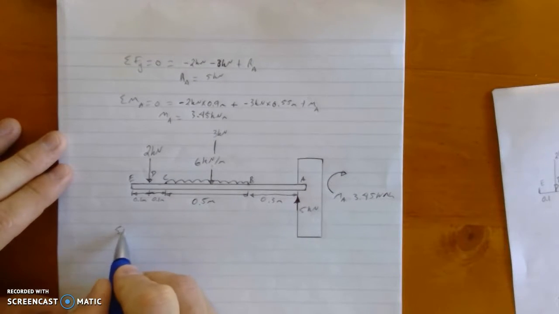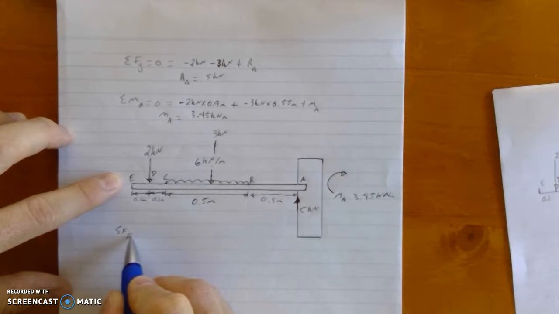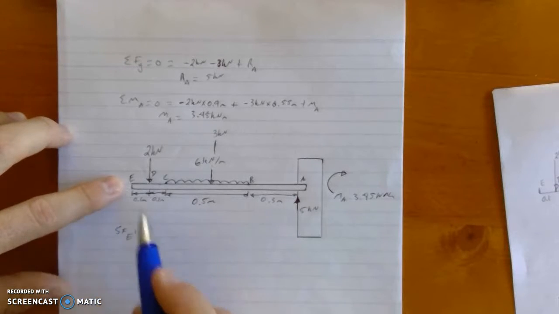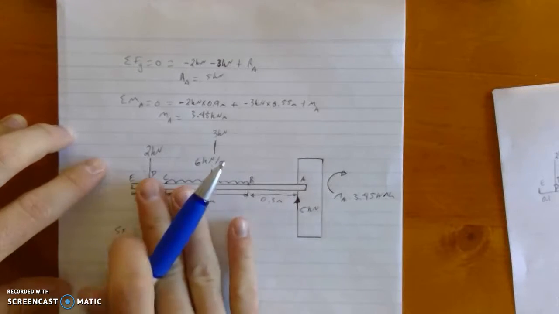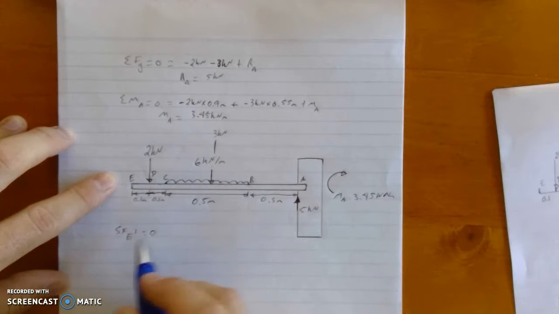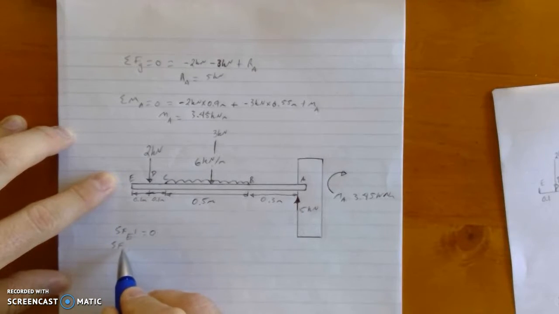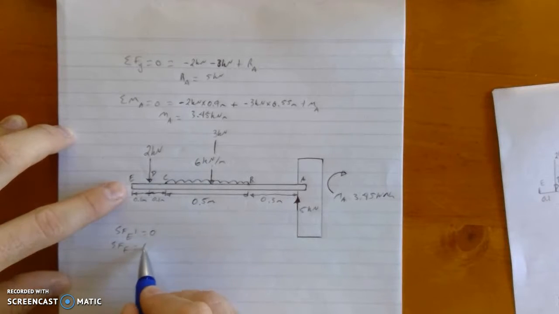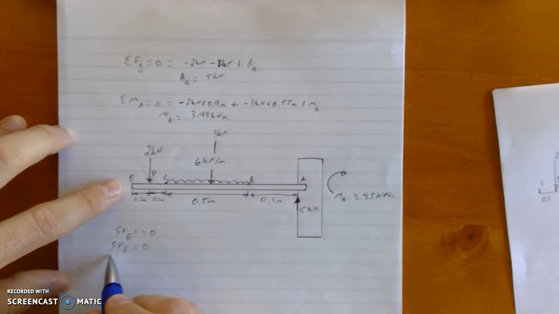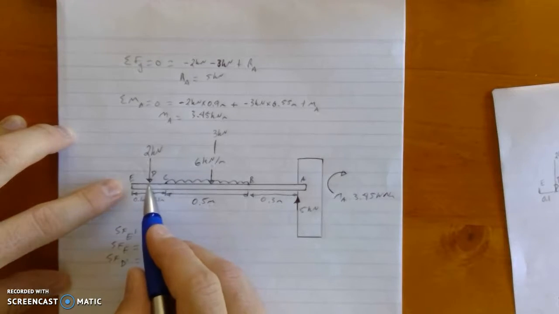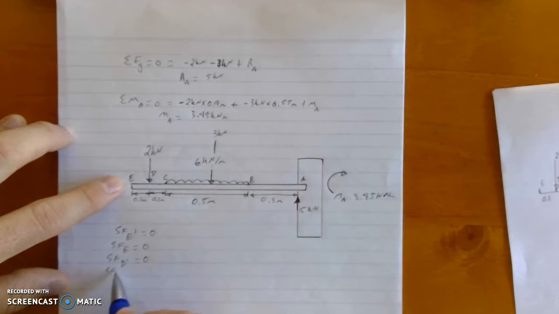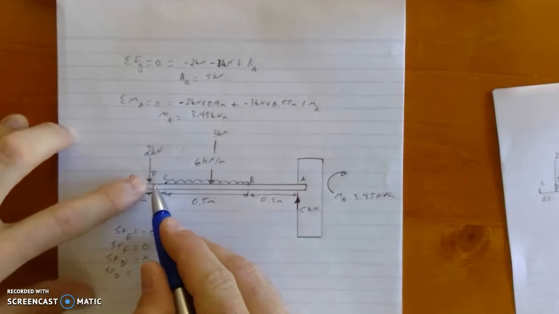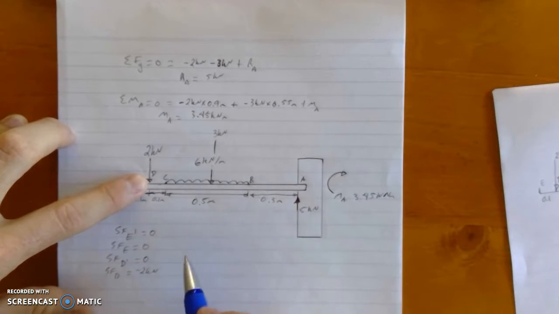Now that we've solved that, let's work first on finding our shear forces. The shear force at point E prime, just to the left of that point, is the sum of all forces, which is 0. The shear force at E itself is still 0. Now the shear force at point D prime, just to the left, is 0 newtons, and the shear force just to the right of point D would be a negative 2 kilonewton force.